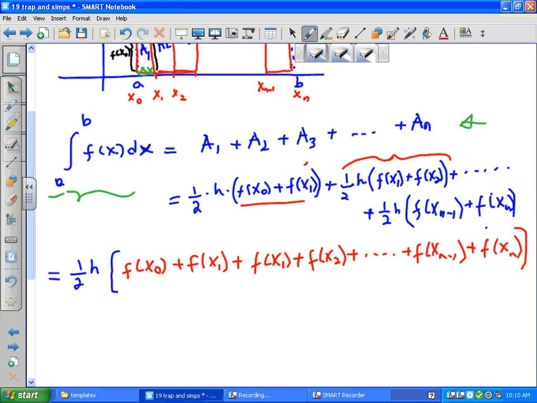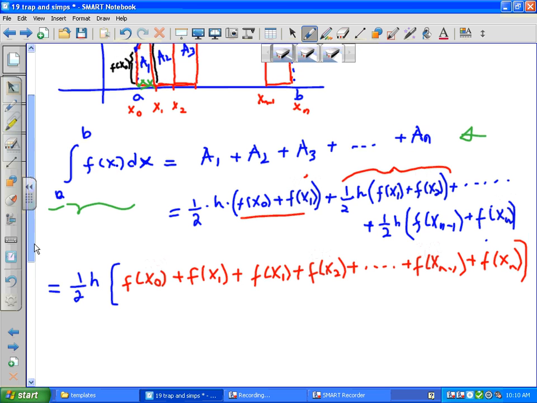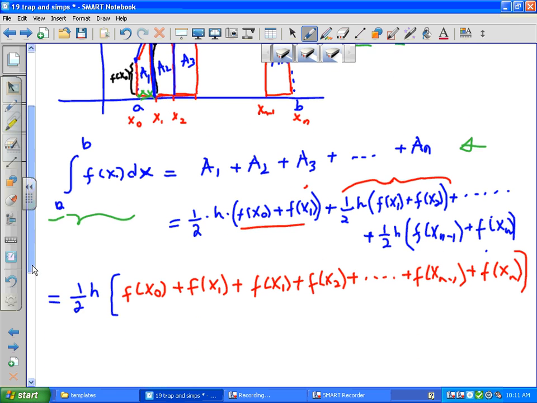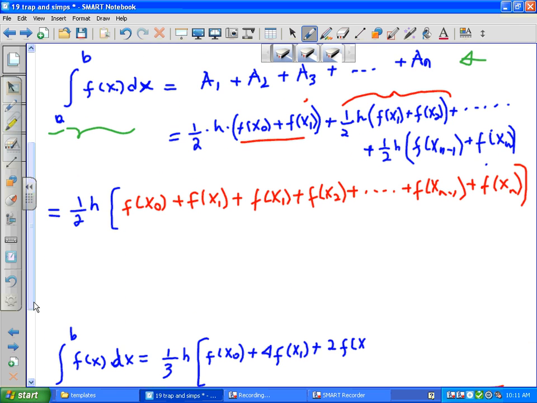Okay. Now, do you see that you're going to have two of certain quantities, like f of x sub 1? You're going to have two of them. Why? Because it was the right endpoint of the first trapezoid, and then it was the left endpoint of the second trapezoid, right? f of x sub 1 was the right endpoint of this trapezoid, but it's also the left endpoint of the second trapezoid. Same thing with this. f of x sub 2 is the right side of a sub 2, and it's also the left side of a sub 3. So a lot of the things are going to be simplified.